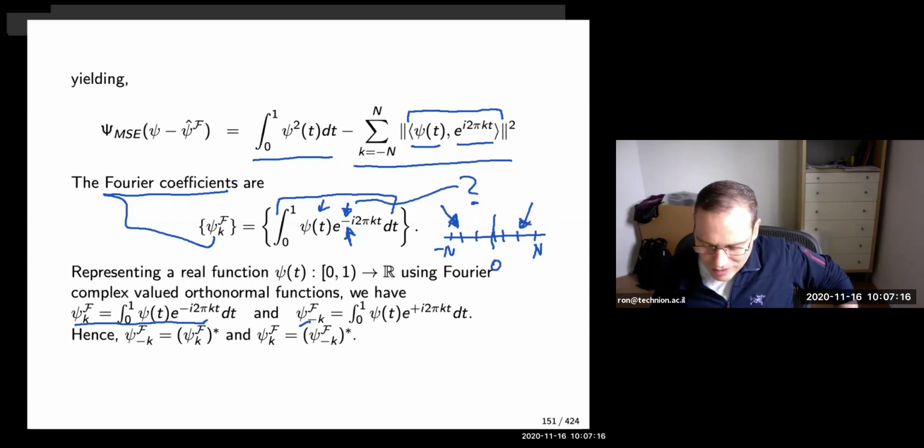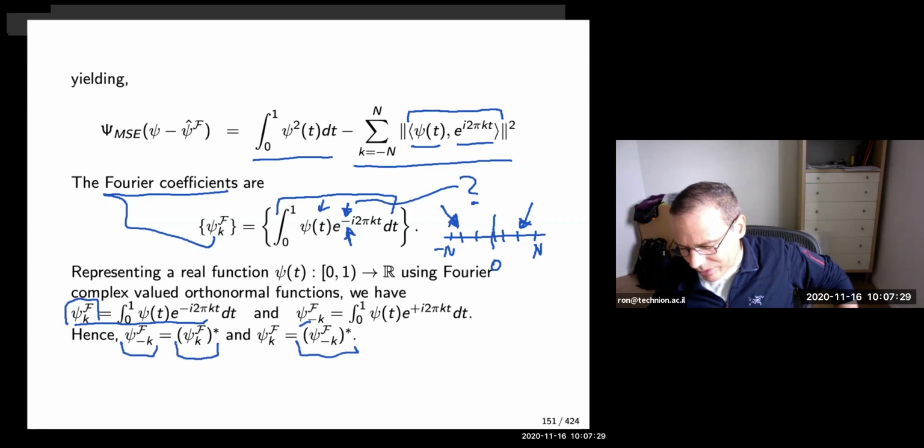And what we see is the following interesting relation: these two coefficients are conjugate to one another. So in fact, for real functions, the coefficient of minus k is the conjugate of the coefficient of plus k, and vice versa, obviously, okay? So the coefficient of 7 would be the conjugate of the coefficient of minus 7.